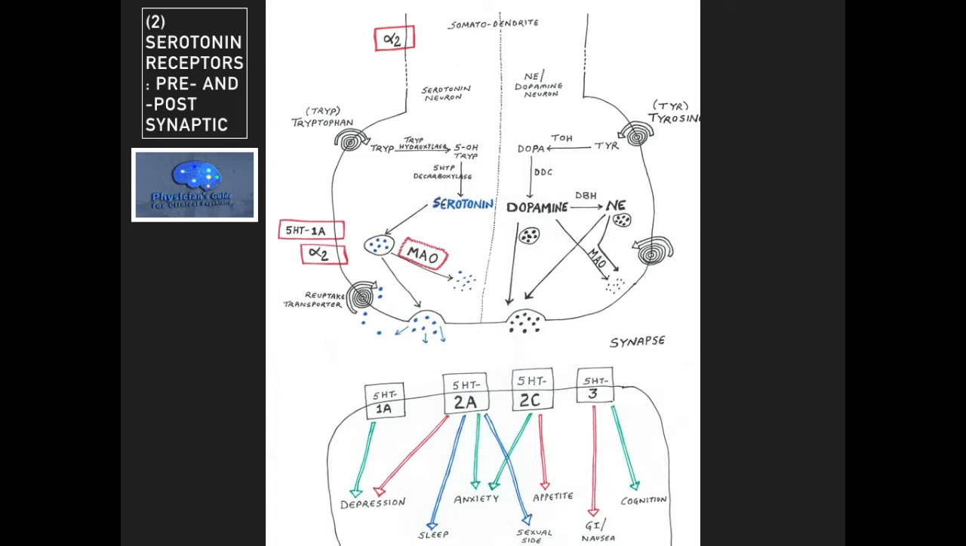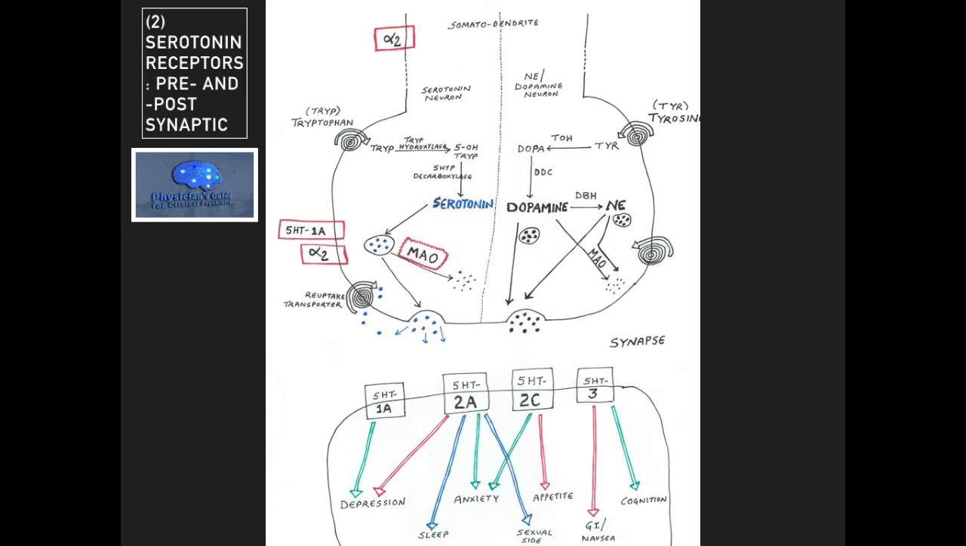So you see, we talked about the presynaptic neuron on top, below is the postsynaptic neuron, and there are many receptors on it. I will say just ignore the arrows that I have written there. We'll talk about that in a few minutes. But focus on the numbers. So you see 1A, 2A, 2C, 3. These are the serotonin receptor subtypes.